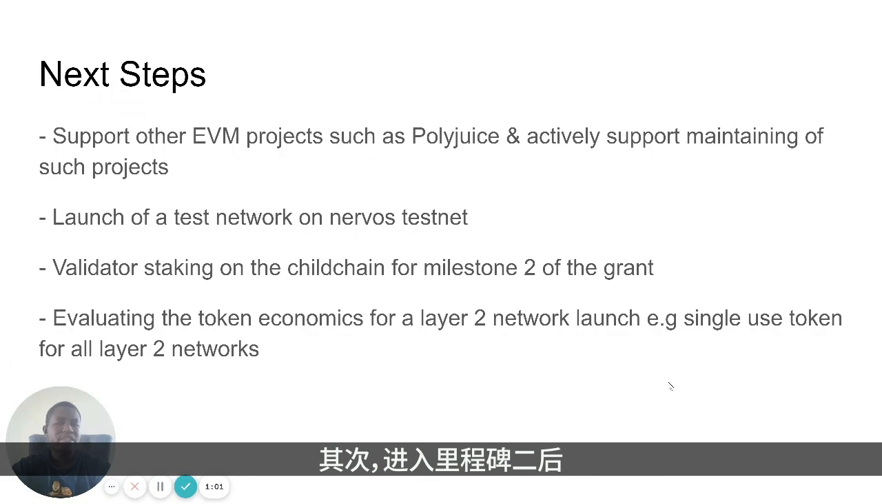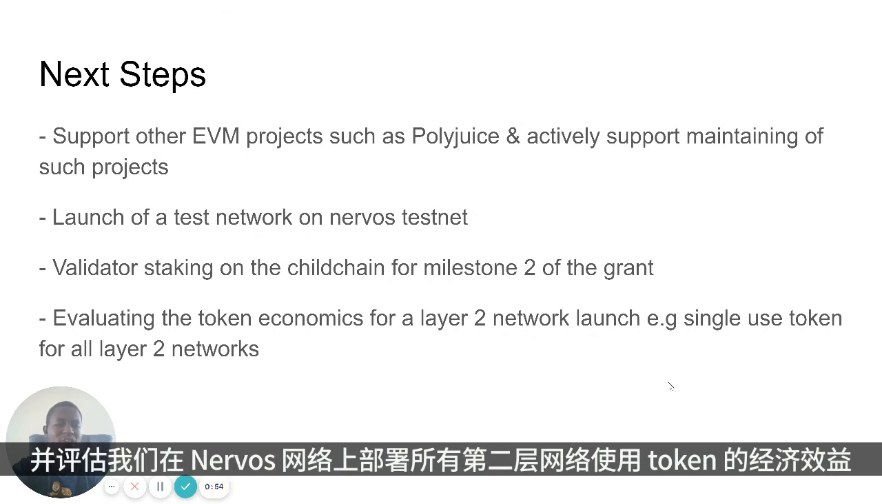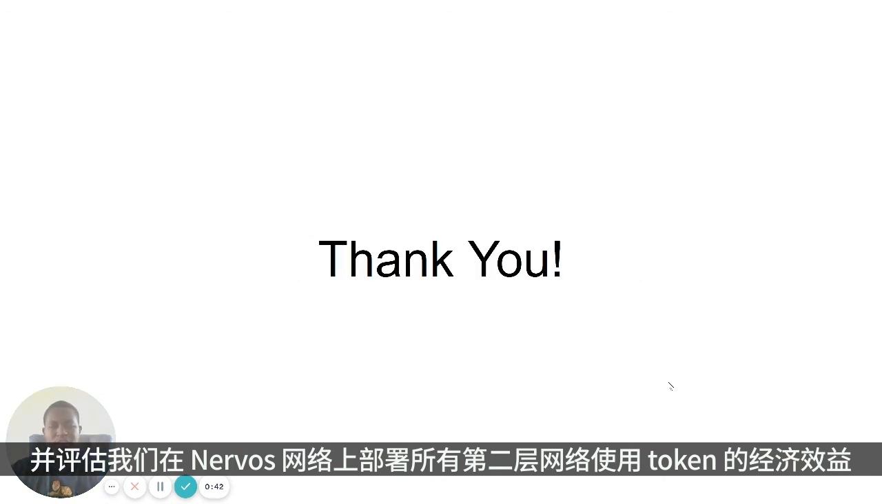Secondly, moving on to milestone 2, we'll be adding validator staking on the child chain and also evaluating the token economics of a single use token for all layer 2 networks that will be deploying on Nervos network. Thank you for listening.